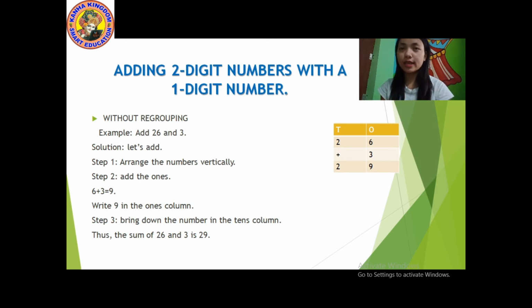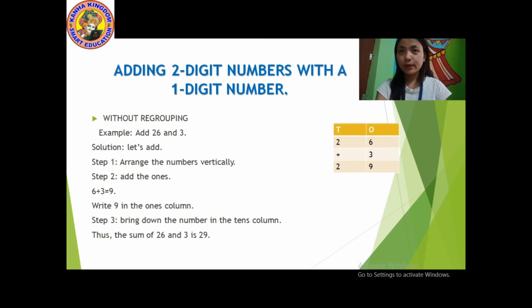Now step 2, add the ones. In the number 26, which digit is in the ones place? That is 6, right? 6 is the digit present in the ones place in the number 26. In the second number, there is only 3, which is itself in the ones place. So we have to add 6 and 3 together.